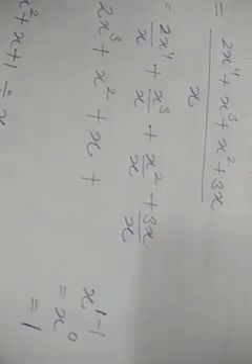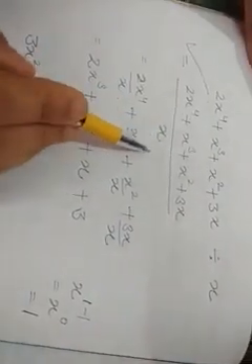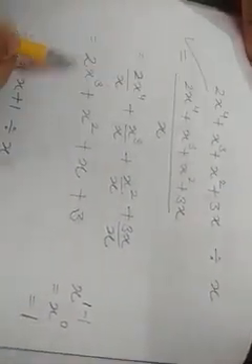What is x power 0? 1. So this will be cancelled with this. We will be left only with 3. Okay. So this is what you are getting after division. When you are dividing this polynomial by the monomial x, then we are getting this.